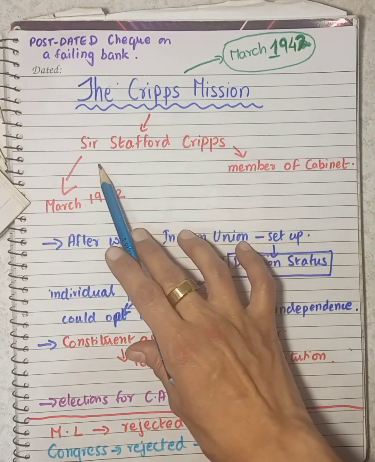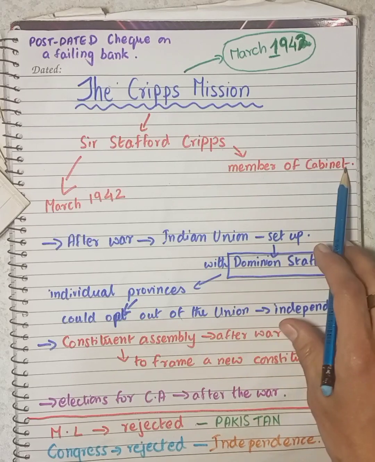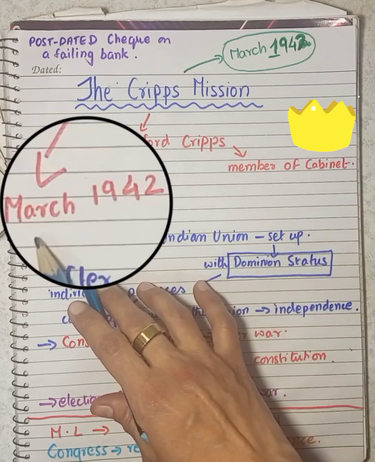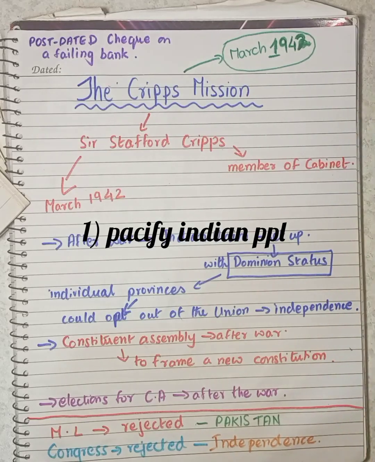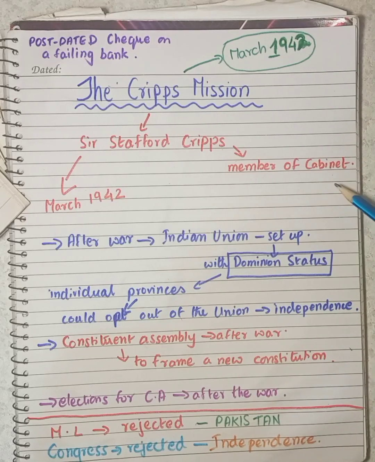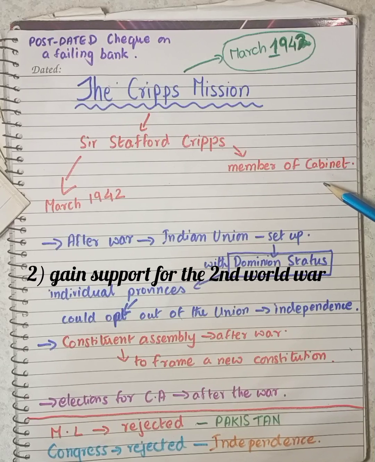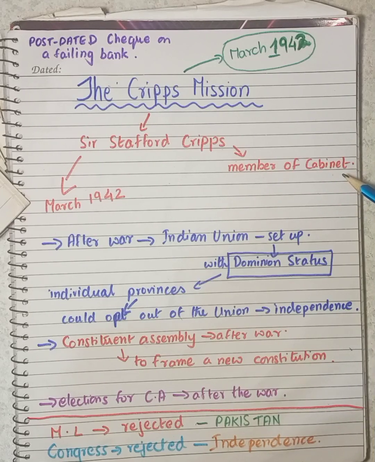And this mission was headed by Sir Stafford Cripps. He was a member of the cabinet. So he came into India in March 1942. Now, the reasons why he came were, number one, to pacify the Indian population, and secondly, to gain support from the League and the Congress for the Second World War.